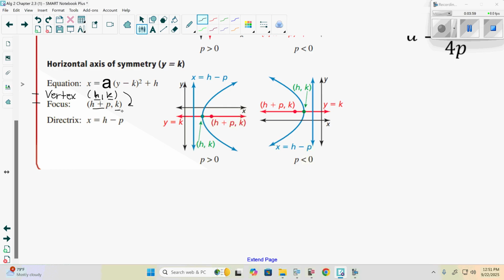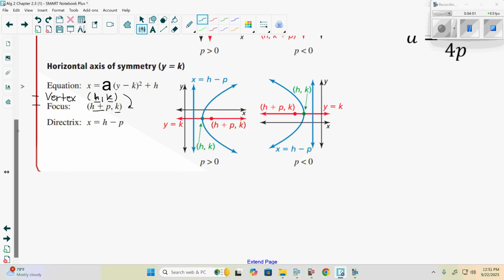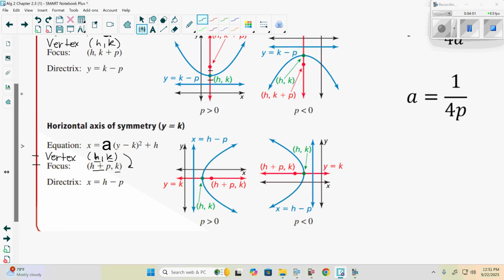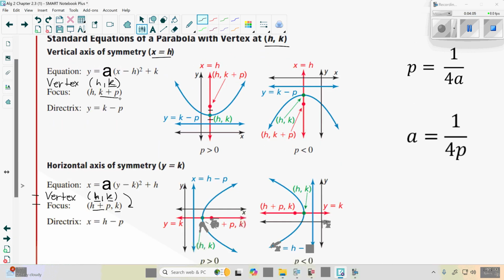If the x value changes from the vertex to the focus, it's x equals. As we see here, the y value changes for y equals. We're going to k plus p. If the y value changes from the vertex to the focus, it's going to be y equals. So that's the main difference between these two, how we can distinguish one from the other, especially when we're given the vertex and focus.